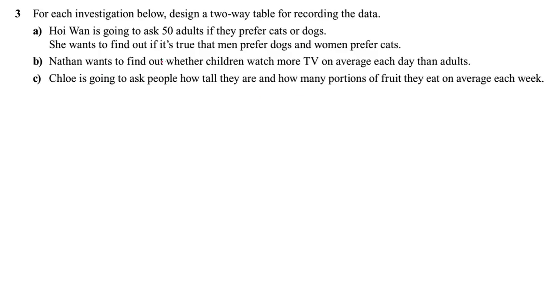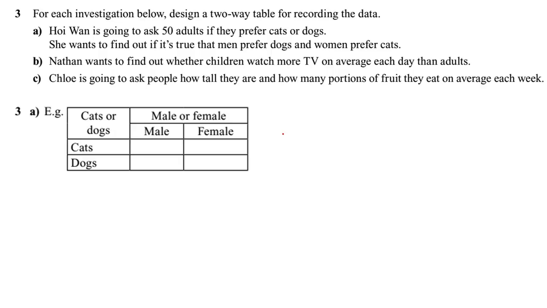Part B, Nathan wants to find out whether children watch more TV on average each day than adults. Again, it is children and adults. That could go downwards. We're just going to have TV here because you're just going to have time spent watching TV, right? So the time spent watching TV can go across at the top, and adult or children would go here like this. Okay, so I'm just going to show the answers to this quickly as an example.